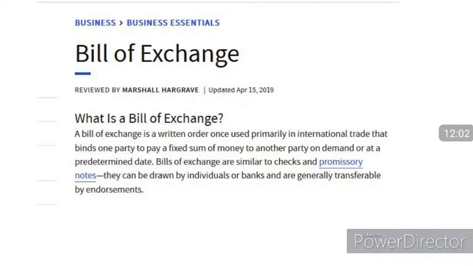Bill of exchange. It's a written order, once used primarily in international trade, that binds one party to pay a fixed amount of money to another on demand or at a predetermined date. Bills of exchange are similar to checks and promissory notes and can be drawn by individuals or banks, generally transferable by endorsement, by the autograph.